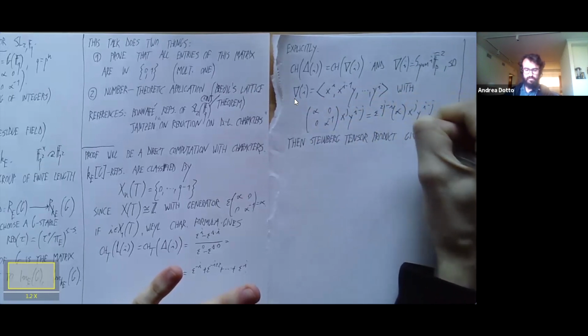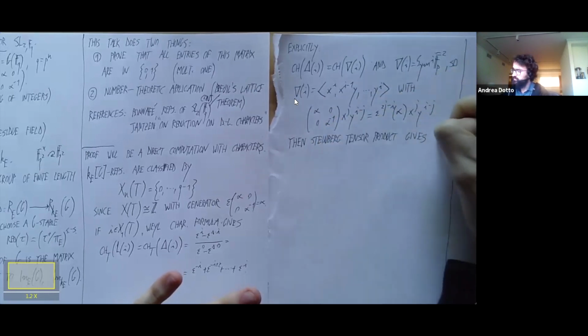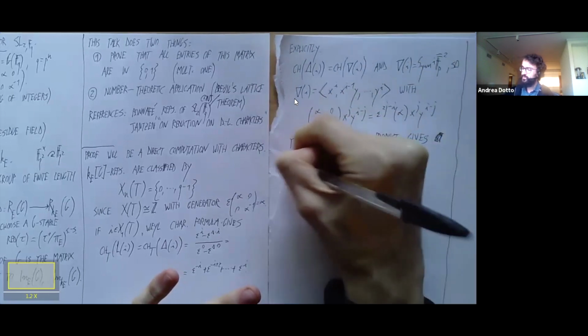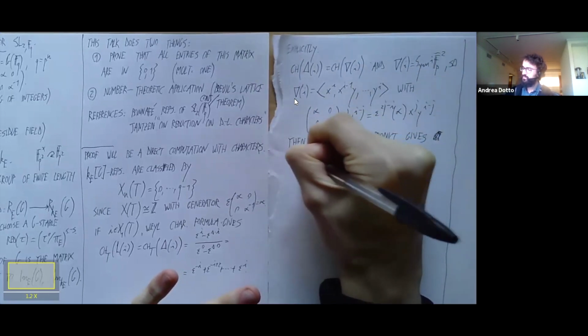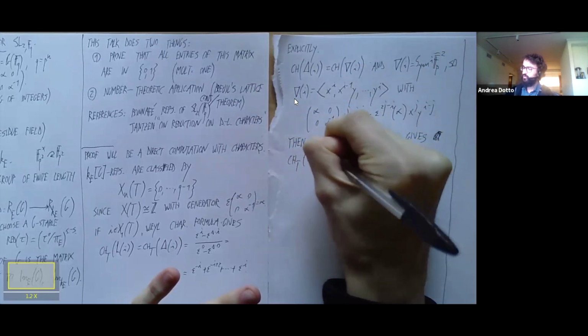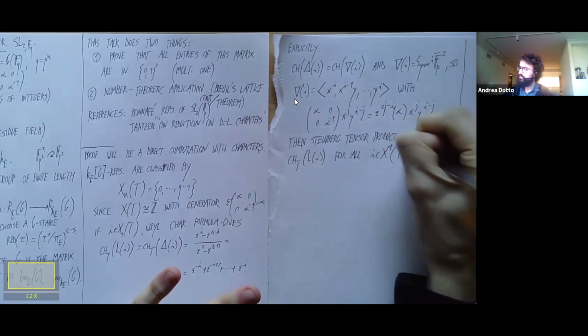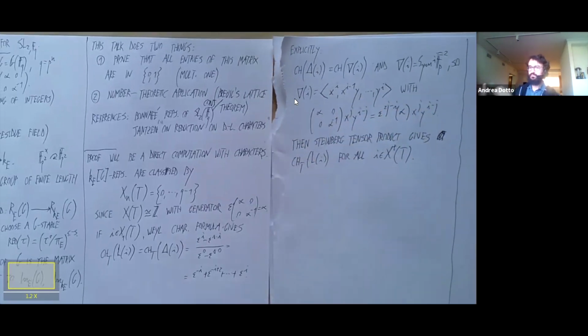Gives the T character of Li for all I, all dominant I. And of course, this is very much specific to SL2. You're essentially using the fact that there is only one pure-restricted algorithm for the group. And so you can just write down all the characters explicitly.